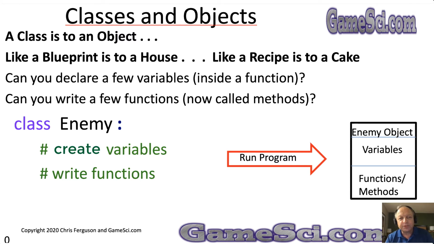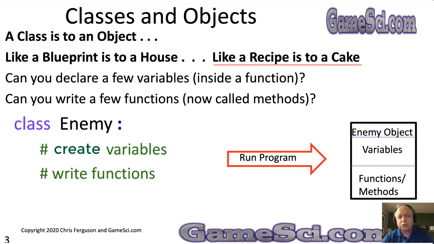Classes and objects. A class is to an object, like that old SAT question, like a blueprint is to a house. In order to create a house, first you need a blueprint, a detailed set of instructions telling you how to create a house. How many bedrooms, how many bathrooms, where the kitchen is. A blueprint is a set of instructions for building a house. Well, that's what a class is. It's a set of instructions for how to build an object.